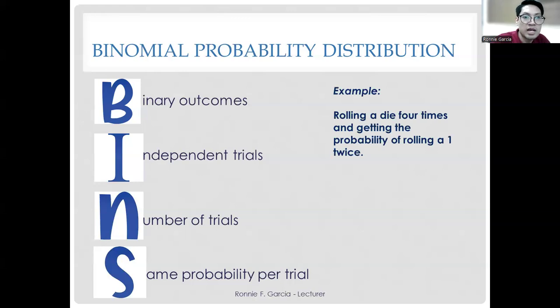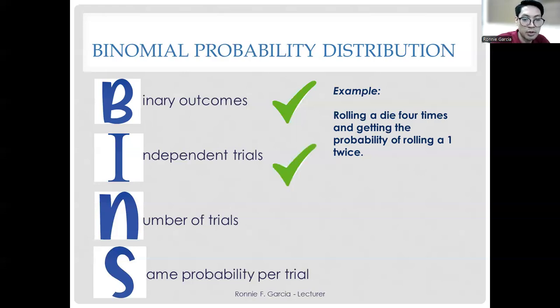Let's take the following example. Rolling a die 4 times and getting the probability of rolling a 1 twice. Is this a binomial distribution? Let us check. For B, it has only two outcomes, getting a 1 or not, or that is a success or failure. So B is satisfied. For independent trials, each trial does not affect the other trials. So the second letter is also satisfied.